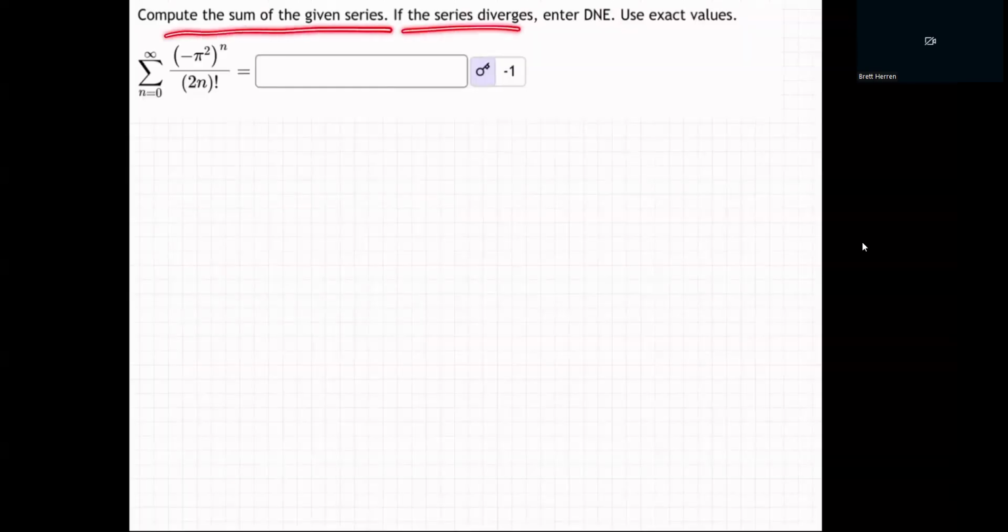Compute the sum of the given series. If the series diverges, write DNE; otherwise use exact values. Okay, so we get this crazy formula. There's the answer, but how do they know that? Where are they getting that from?